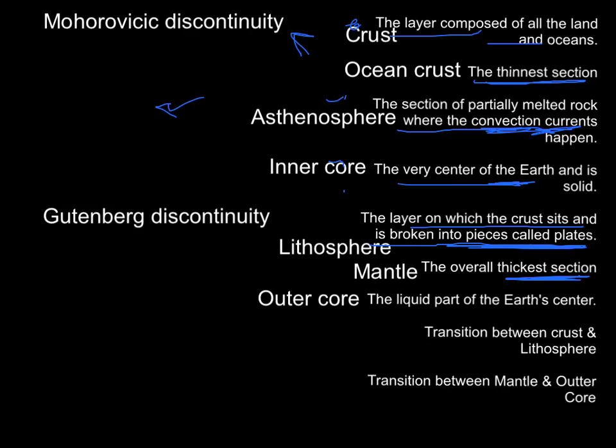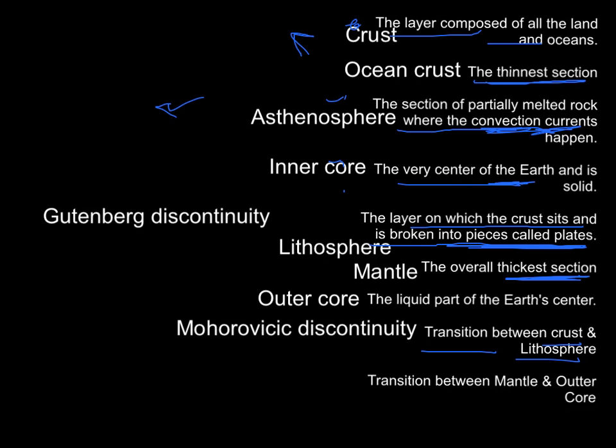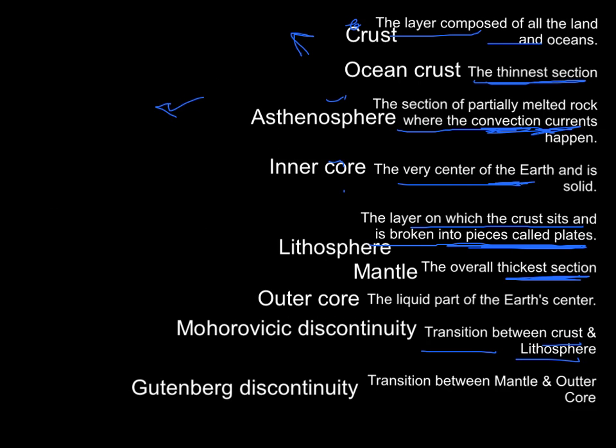Then we have our two discontinuities. Between the crust and the lithosphere is the Mohorovičić. And finally, the Gutenberg is between the mantle and the outer core.